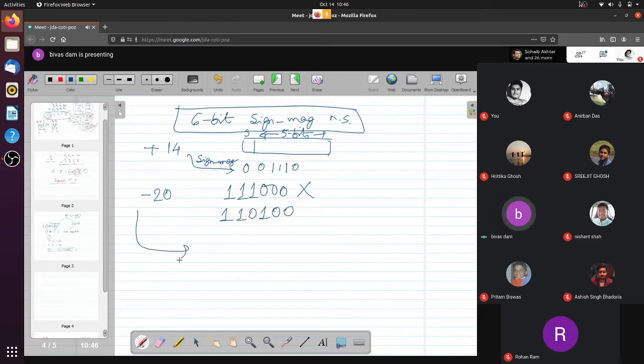The sign is negative. So the most significant bit will be 0 or 1? 1. Now I have to represent the magnitude of minus 20, that is 20 itself, using a 5-bit number system. Using 5 bits, the value of 20 is nothing but 16 plus 4. So this is the sign magnitude representation of minus 20. Correct? Yes, sir. Okay, clear? Should I go for any other example?